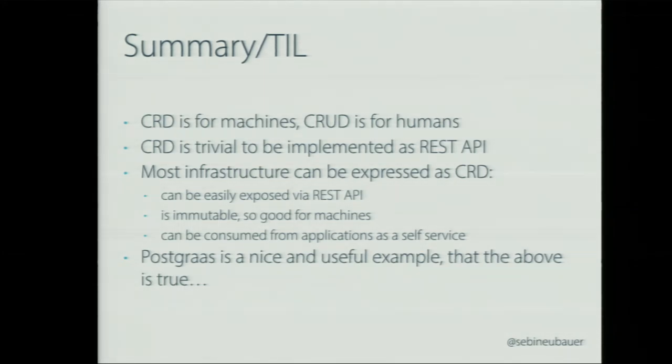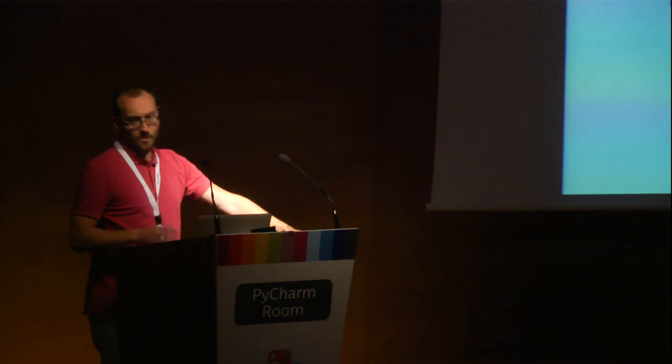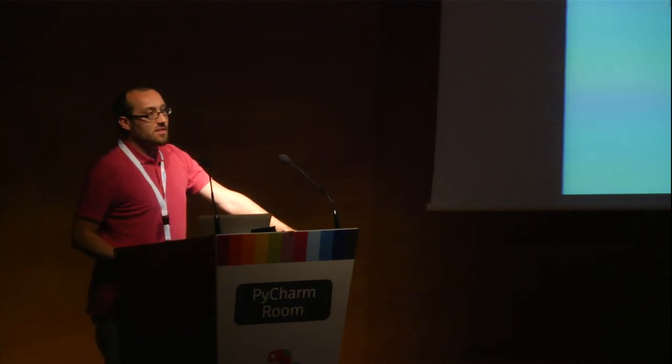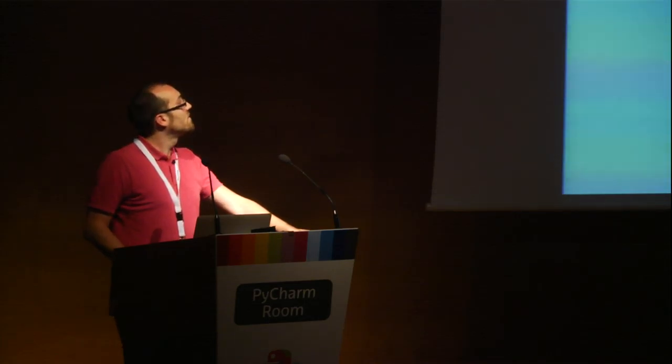If it's only CRD, it's immutable, and that's good for machines. And it can be consumed from applications as a self-service, and why is it important to be a self-service? Yeah, we can put it in version control. And the last thing, Postgres is a nice example that it seems to be somehow true what I said here, and yeah, that's it, thank you.